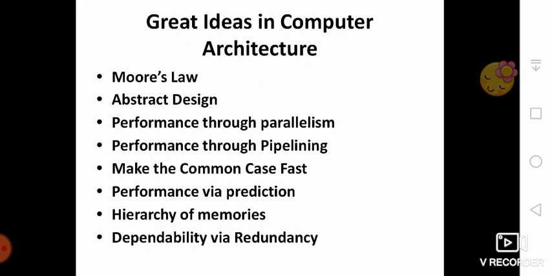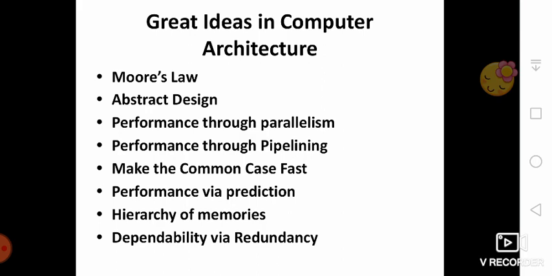So the fastest, smallest and most expensive memory per bit is placed at the top of the hierarchy and the slowest, largest and cheapest per bit is at the bottom. So caches give the illusion that main memory is nearly as fast as the top of the hierarchy and nearly as big and cheap as the bottom of the hierarchy.